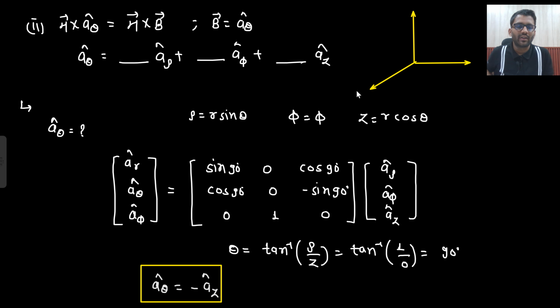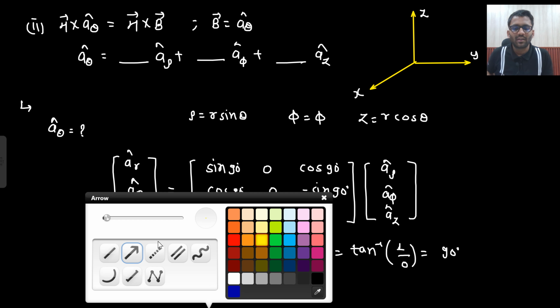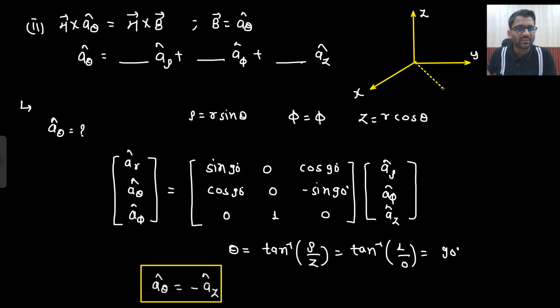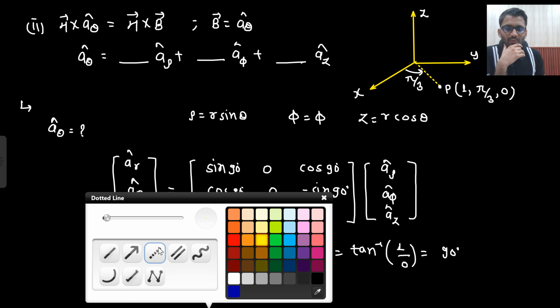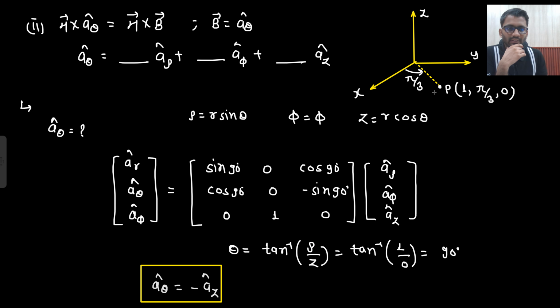So where will be your point? My point will be on the xy plane. Do you agree? Because in z direction I am going 0, that means certainly I will be on the xy plane. So this is where my point will be, which has a distance of 1, an angle of pi by 3, and in the direction of z the distance is 0. Okay. So this is my a rho. Forget about all these things.